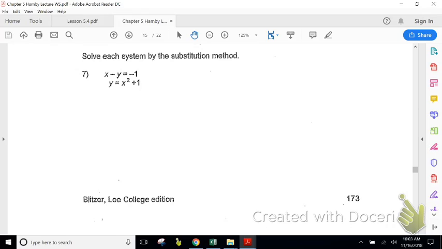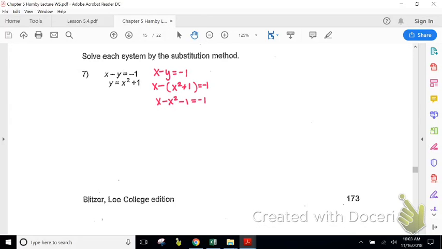So the next part tells us we're going to solve each system by the substitution method. Remember, with substitution, you need either an equation solved for x or for y, correct? This is very similar to what we did, except the only difference between 5.1 and 5.3 is these are not all linear. So the second equation is not linear. How can I solve using substitution on this problem? Yeah, substitute the second equation into the first one. My first equation is x minus y equals -1, and we're going to substitute in for y. We know y is x squared plus 1. So x minus x squared minus 1 equals -1.